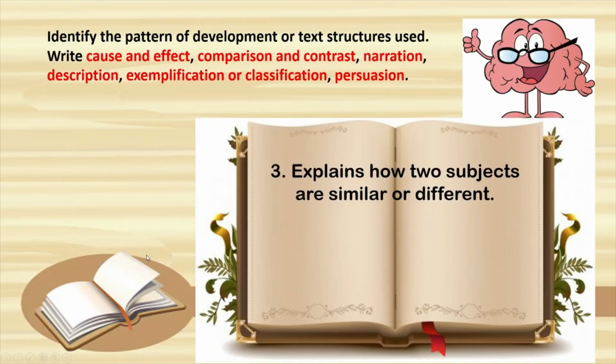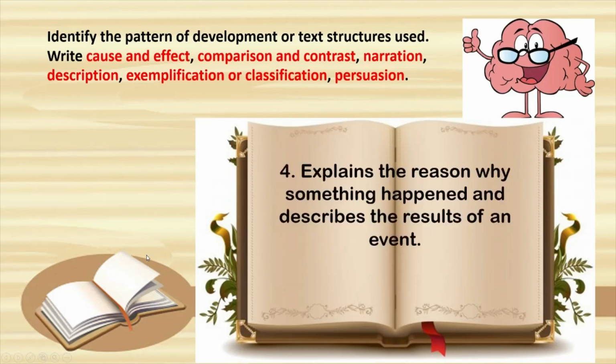Next question, number 3. Explains how two subjects are similar or different. From the keyword similar or different, your answer is comparison and contrast. Next, number 4. It explains the reason why something happened and describes the results of an event. What is your answer, class? So cause and effect is the correct answer.